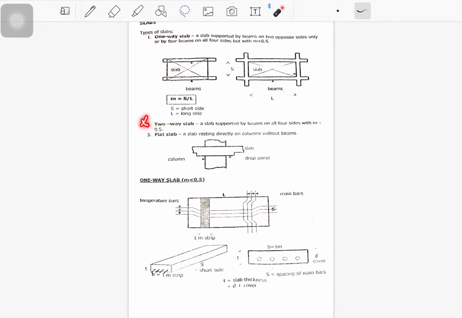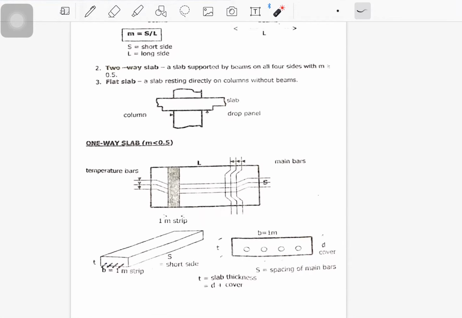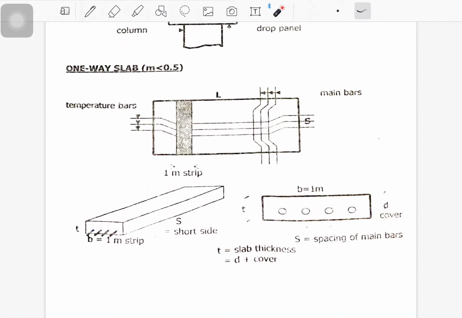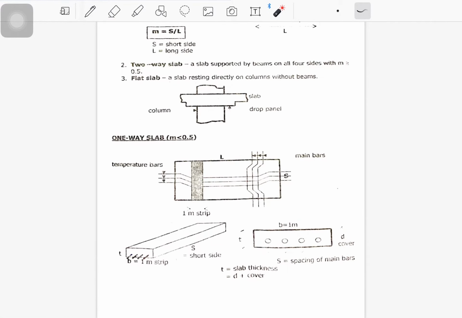So for two-way and flat slab, maybe in your case for architecture, for the computation for two-way slab, maybe we don't have enough time for the calculation since we have the stair slab, columns and footing topics. Maybe if we have time we can discuss the two-way slab, but as of now we will have only a one-way slab.